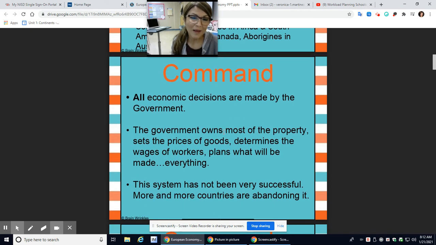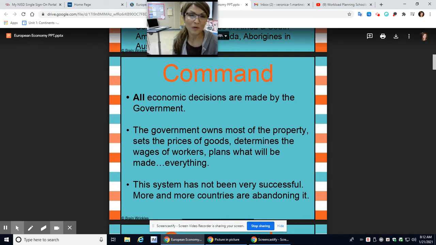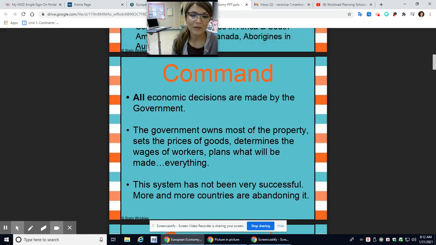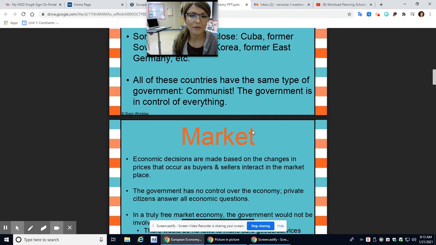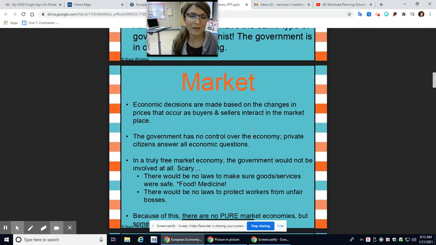Then you have a command economy. All economic decisions are made by the government. The government owns most of the property. It sets the prices. It tells you what you're going to sell, how you're going to sell it, to whom you're going to sell it to. And the wages of workers are determined by the government. The system has not been very successful, and more countries are abandoning this. Now, you can consider North Korea as a command economy.